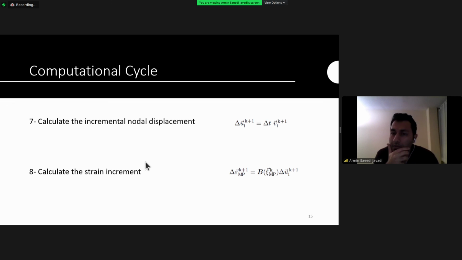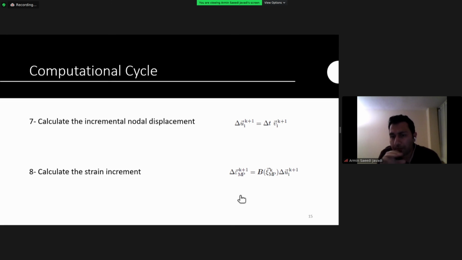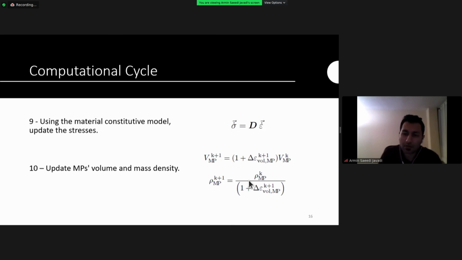So I think we have different nodal displacement values in the x, y, and z directions, and using that we have different strain in each direction. Using those three incremental strains, we can calculate our volumetric strain.